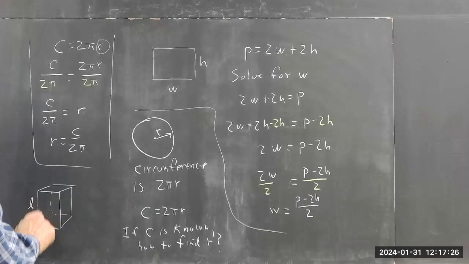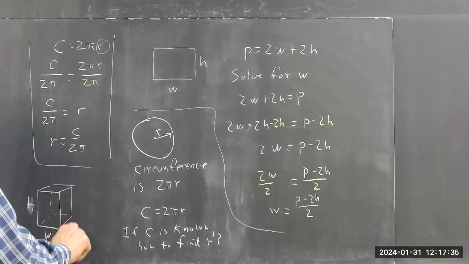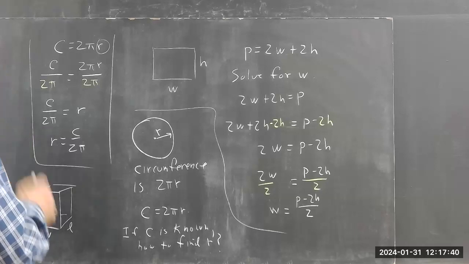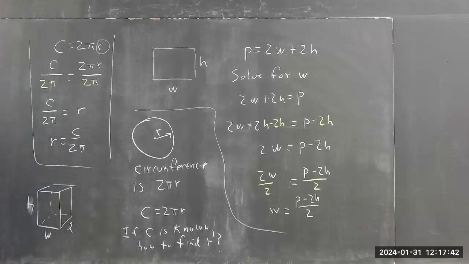Let's say this is L. Well, I guess we'll make this H. We'll take this W, we'll make this L, and we'll make this H. Then the total area is two WH plus two WL plus two LH.